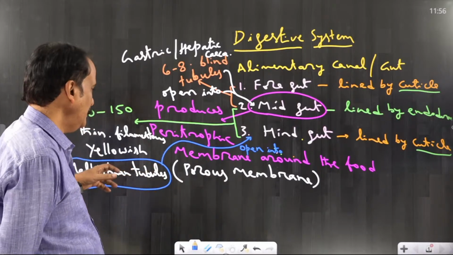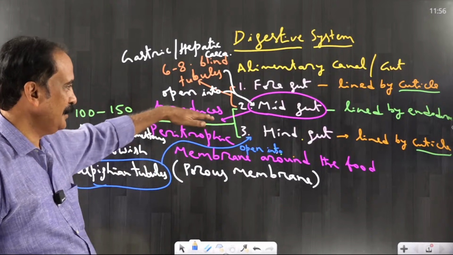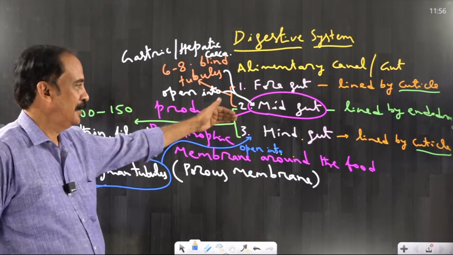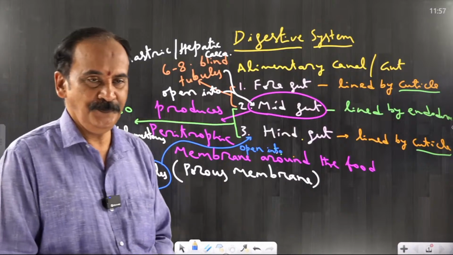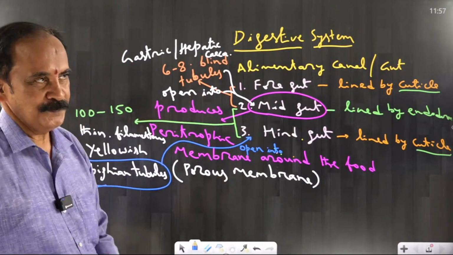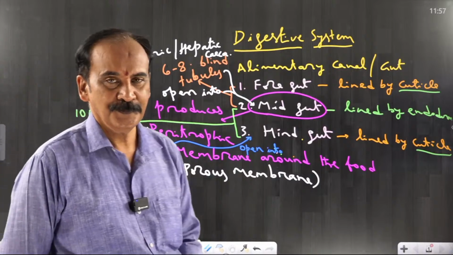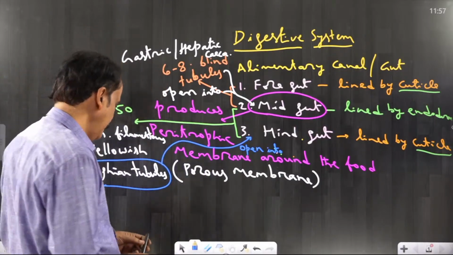So, these things you need to remember related to the gut as such, having three structures connected with it, and where do they open. Now, what is the function of foregut? Function of foregut.